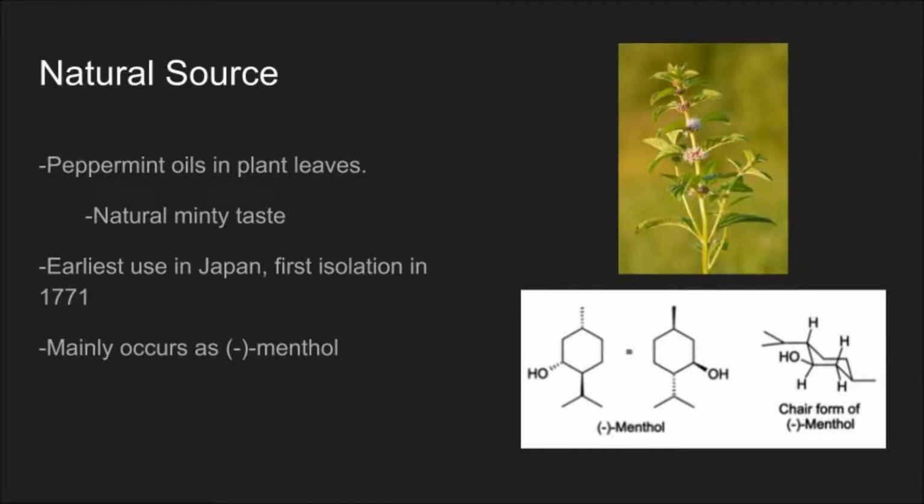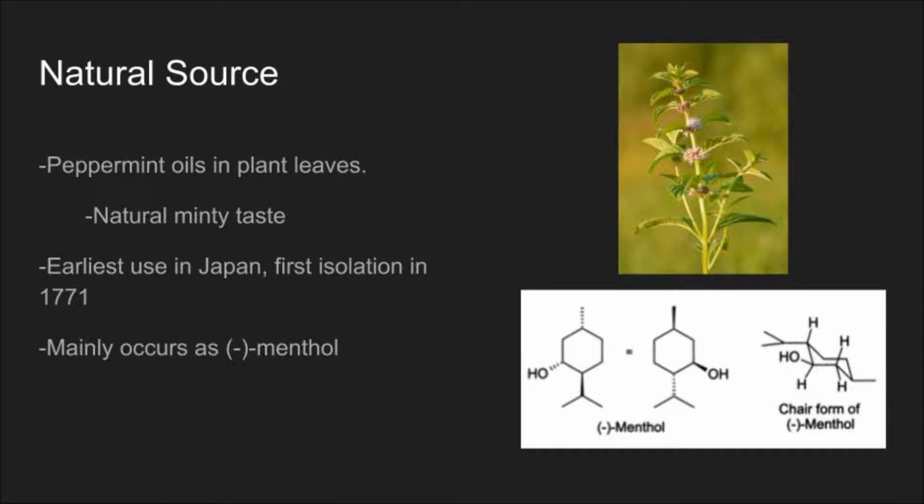Natural menthol is found in the peppermint oil of mint leaves. While natural menthol was isolated for the first time by scientists in 1771, the molecule was consistently used in early Japan, dating back almost 2,000 years ago. The most common naturally occurring isomer is negative menthol or L-menthol.